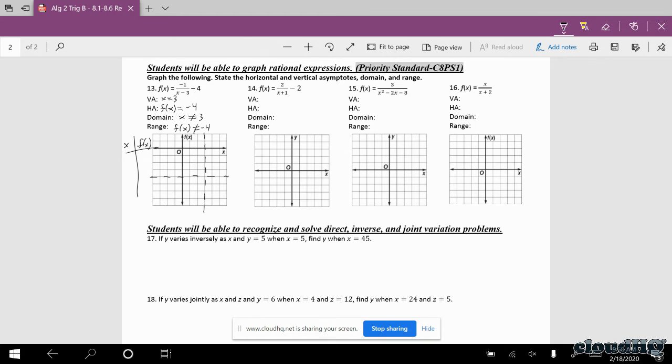Pick some numbers to the left of 3. That would be like 1 and 2. To the right of 3, 4 and 5. Plug them in. Plug in 1, your denominator becomes negative 2. So you get a positive 1/2 minus 4 is negative 3. Plug in 2, my denominator becomes negative 1. So I get 1 minus 4 is negative 3. Plug in 4, my denominator becomes 1. So negative 1 minus 4 is negative 5. When I plug in 5, I get a denominator of 2. So negative 1/2 minus 4 is negative 4 1/2.